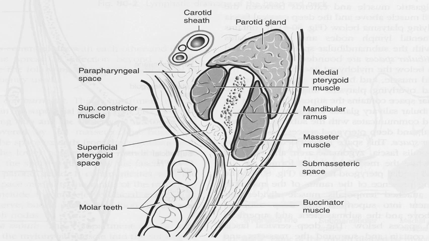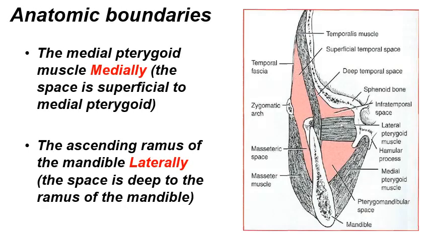And this is a diagrammatic representation of an axial section through the ramus of the mandible and the surrounding muscles and the parotid gland, which is pointed to by the red arrow. It is the posterior boundary of the pterygomandibular space, and this is the anterior aspect of the anterior boundary of the space pointed to by the red arrow, where it communicates with the posterior border of the buccal space. Medially, it is bounded by the medial pterygoid muscle, because the space is superficial to the medial pterygoid muscle, and laterally it is bounded by the medial aspect of the ascending ramus of the mandible.